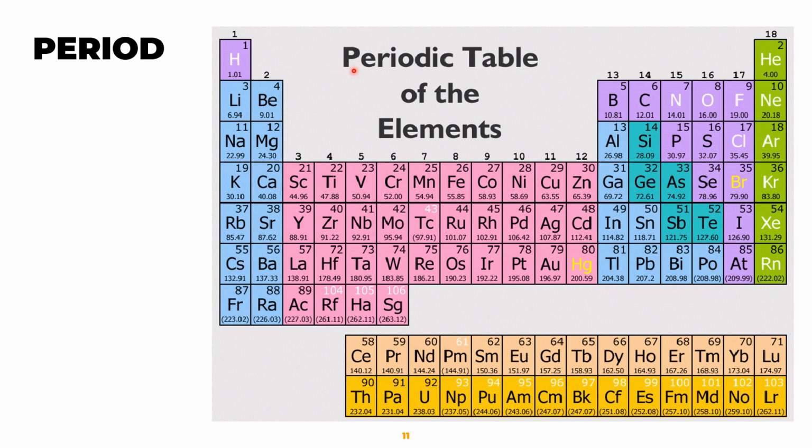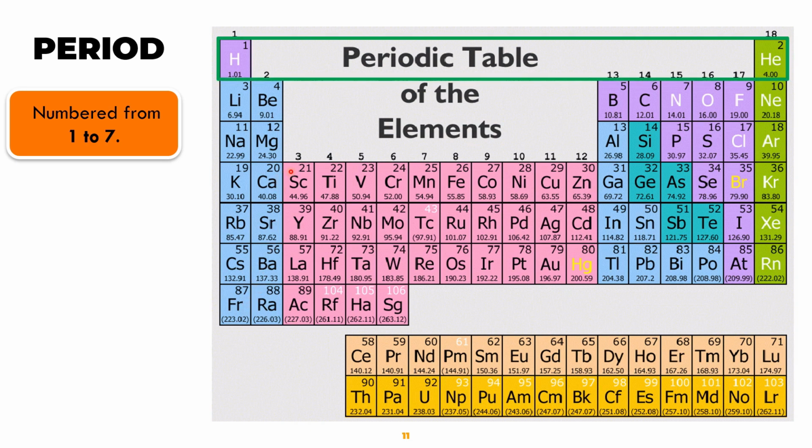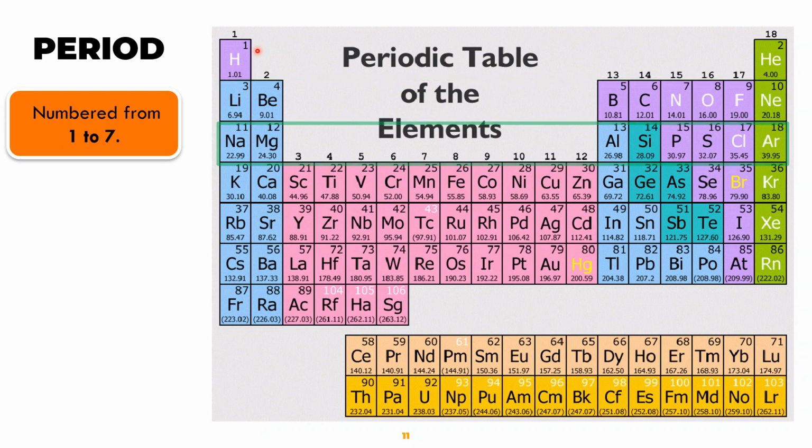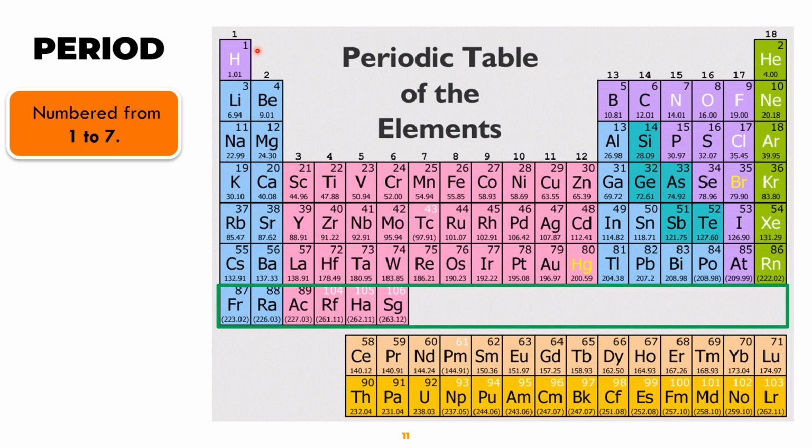Periods are the horizontal rows in the periodic table, and the elements in a row are arranged in order of increasing proton number. So here we have period 1 until period 7 in the periodic table. As you can see, in period 1 we just have 2 elements, that are hydrogen and helium. For period 2 we have these 8 elements. Period 3, period 4, 5, 6 and 7. So basically we have 7 periods in the periodic table.